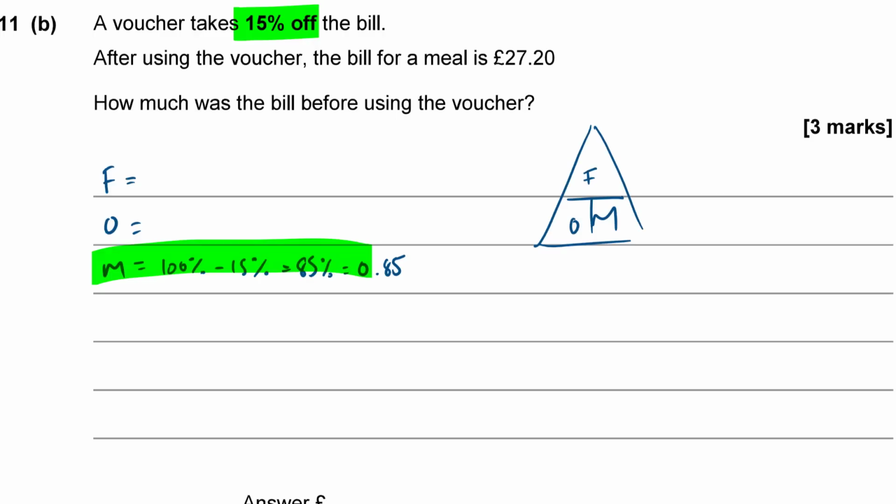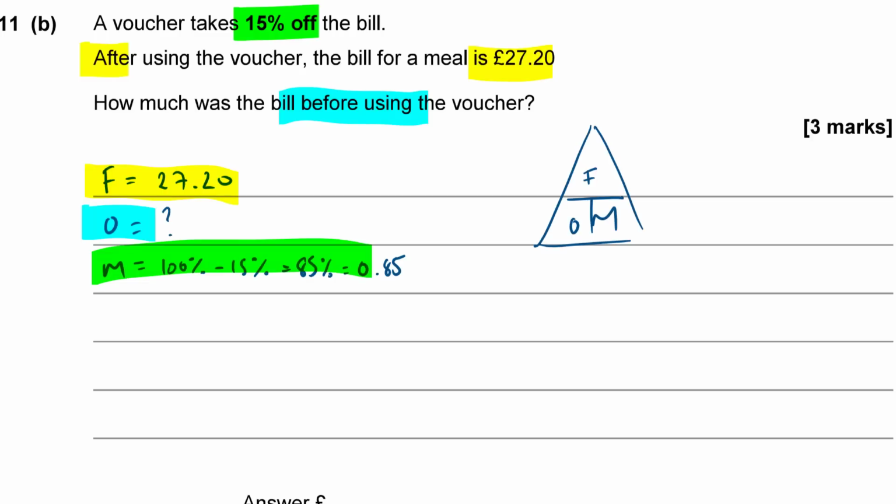Now you need to use your past, present, future tense to work out which is which often with these sorts of questions. So after using the voucher, the meal is £27.20. So that's what we've been given, the final amount. Okay, so the final amount is £27.20. So the original amount before the deduction is the one we don't know and the one we want to find. Yeah, look, there it is, before. So that's got to be the original price.